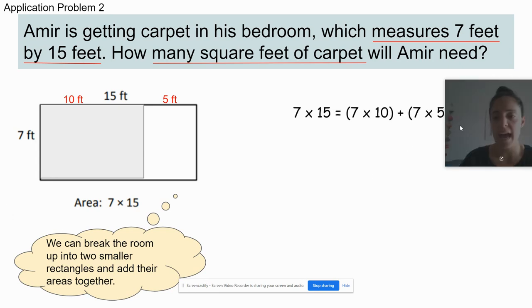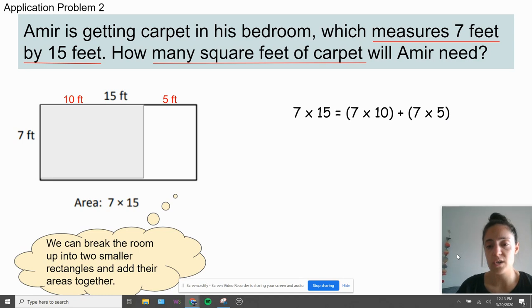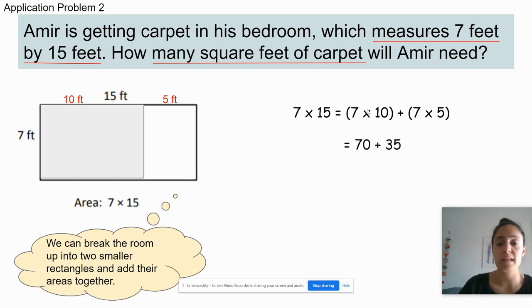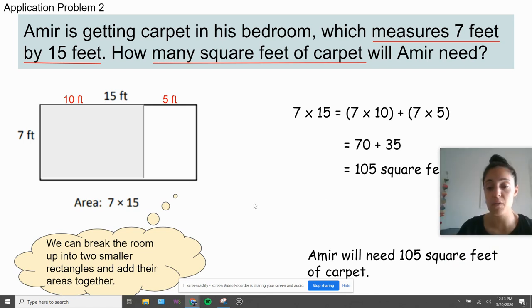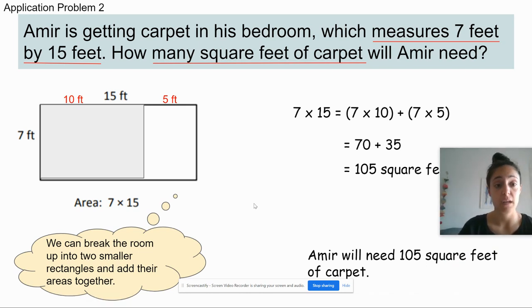So I have my equation over here. My total is 7 times 15. I have 7 times 10 plus 7 times 5. We know 7 times 10 is 70, and 7 times 5 is 35. So my total is 105 square feet for this rectangle right here. And my word sentence says Amir will need 105 square feet of carpet.